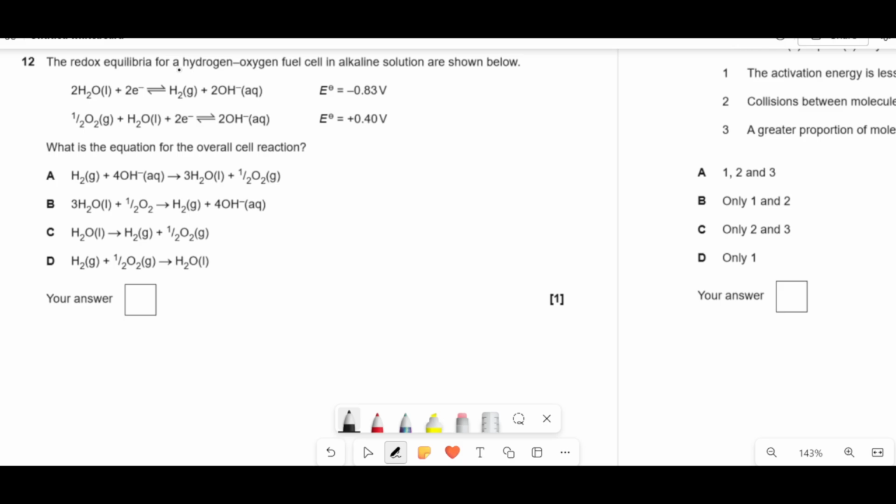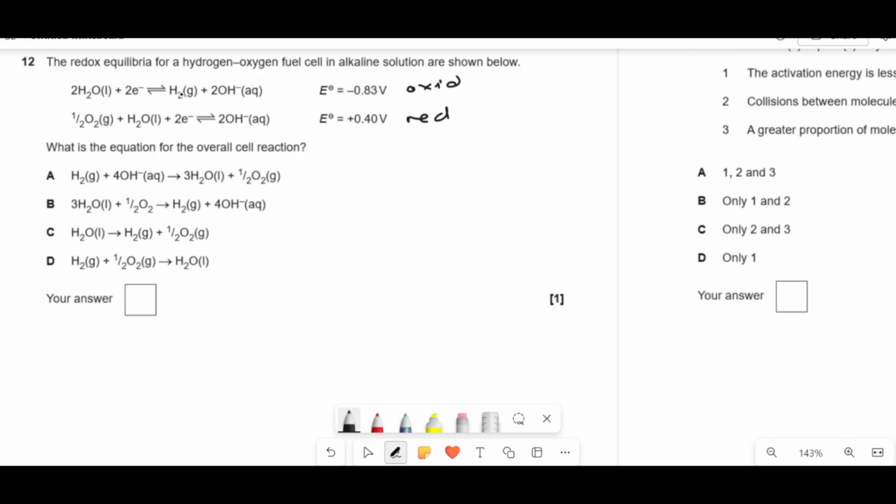The redox equilibrium for a hydrogen oxygen fuel cell in alkaline solution is shown below. What's the overall equation? So whichever one's more negative is the one that's getting oxidized, and whichever one's more positive is the one that's getting reduced, which means that if this one's getting oxidized, it's going this way. If this one's getting reduced, it's going that way. So what that means is we're going to have this plus this plus this plus this gives you this and this, all mishmashed up and balanced out.